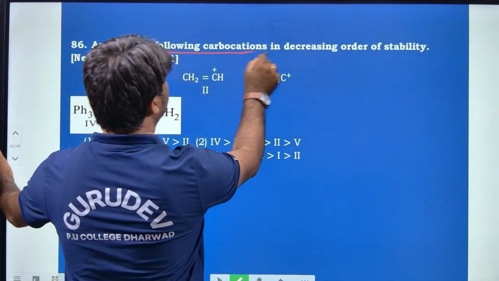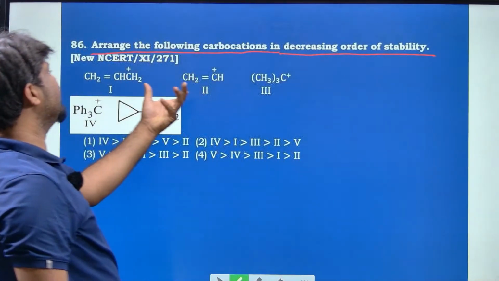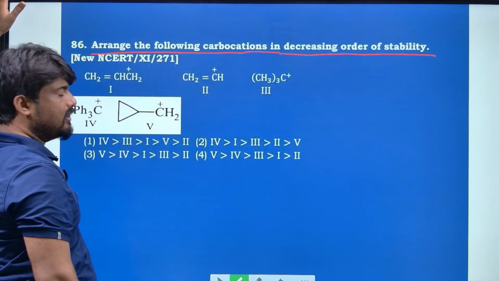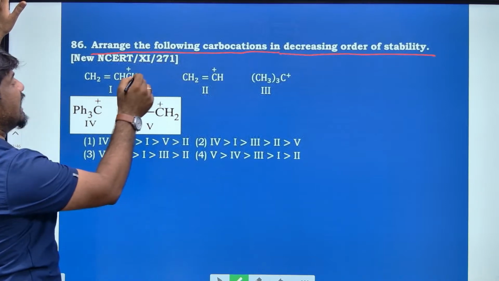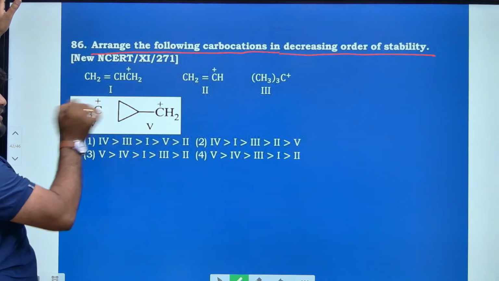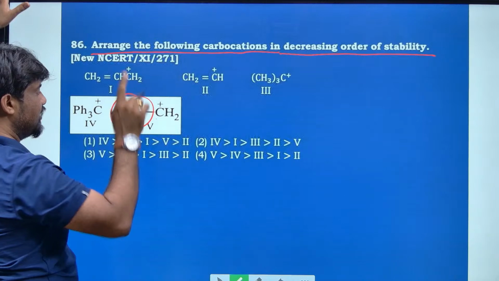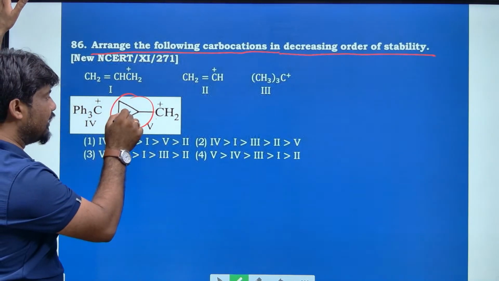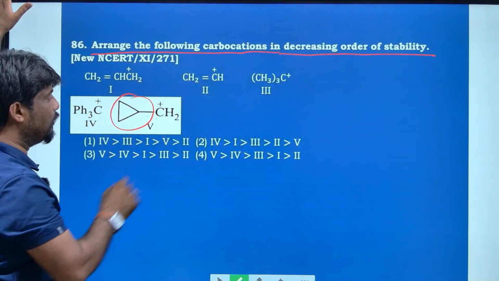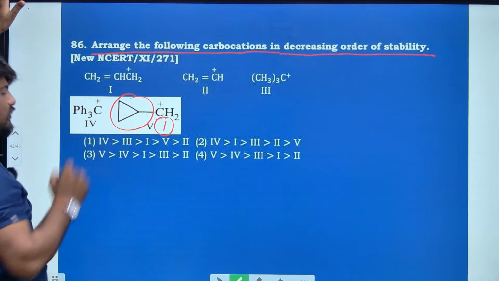Arrange the following carbocations in decreasing order of their stability. Among these, which one is more stable? This is allylic carbocation, this is vinylic, this is tertiary methyl, this is tertiary phenyl, and in this one the carbocation is bonded with the cyclic structure. Because that carbocation is bonded with the trimethyl cyclic compound, it is more stable. The most stable is the fifth one.